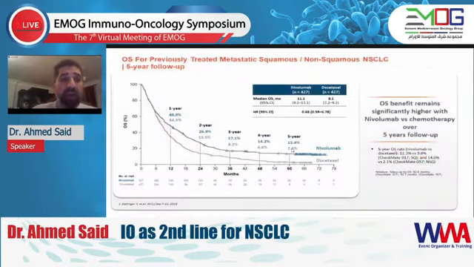So overall survival also for previously treated metastatic squamous and non-squamous cell at 5 years follow-up. We can see here in the nivolumab arm it is 11.1 months, and in the docetaxel arm 8.1 months, with a hazard ratio of 0.68. As you can see, the difference at each landmark for overall survival, at 12, 24, 30, 48 months and at 5 years, is more than 10% increment in overall survival versus docetaxel. So overall survival is still significantly higher with nivolumab versus chemotherapy over 5-year follow-up in the combined pool analysis.